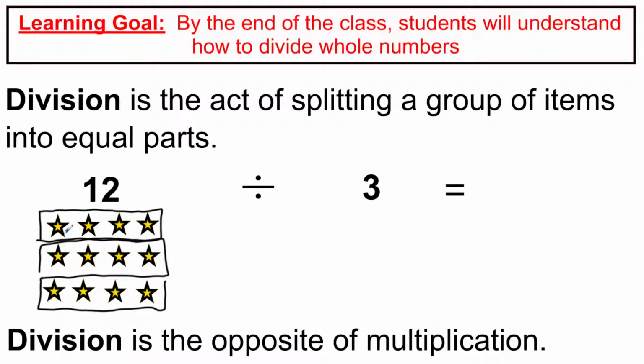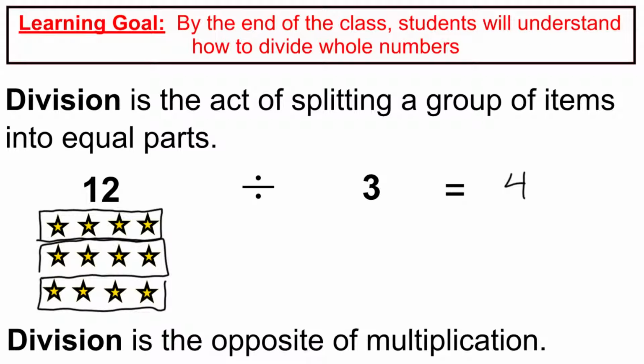And so when I'm saying 12 divided by 3, I'm saying there are 12 items and 3 people that need to get these items. How many does each person get? Well, I was able to divide the 12 equally into parts, and so I would say each of these people gets 4 stars. So here's the issue that we're going to run into eventually.